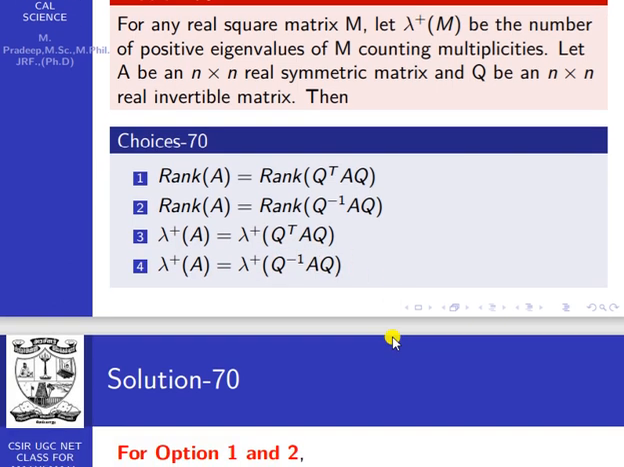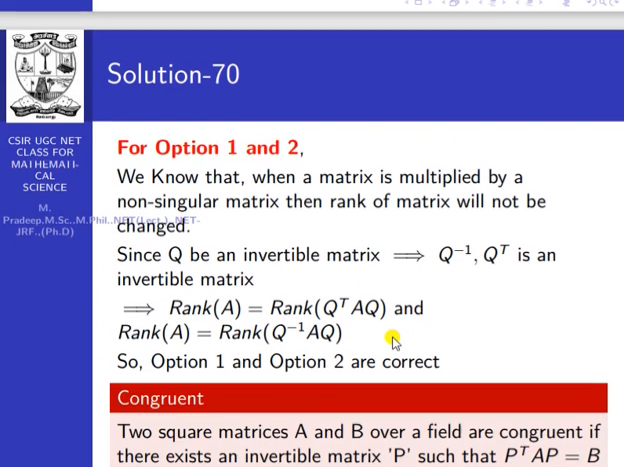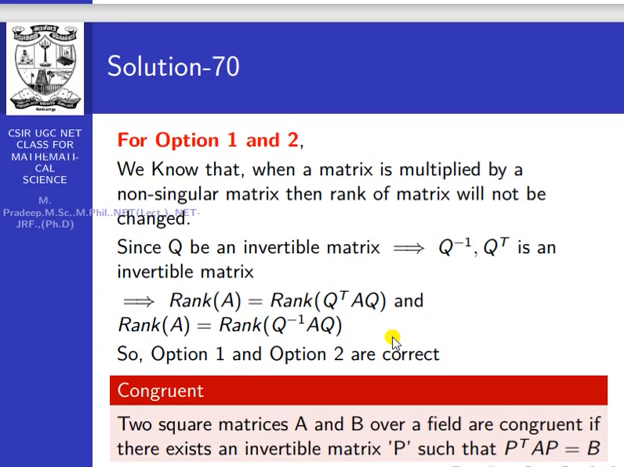Okay. So it's also a very simple problem. We need a small concept for this to find which one is correct. So we know, already well familiar, that when a matrix is multiplied by a non-singular matrix, the rank of the matrix will not be changed. It's a very easy result.